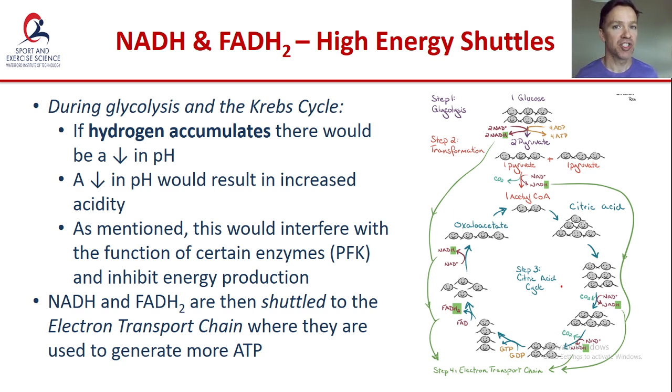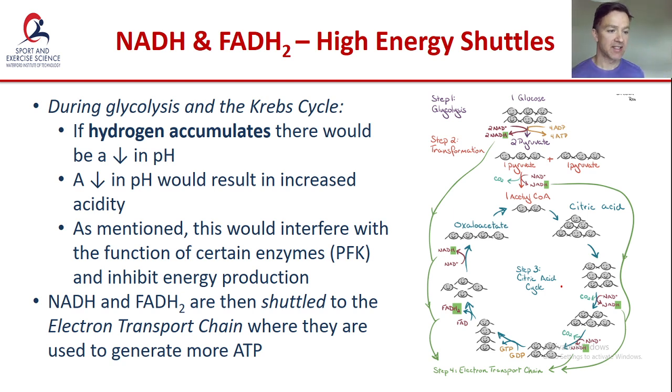So if there's too much hydrogen, it decreases the pH, which increases the acidity, which interferes with the ability of the enzymes to do their job, and it slows down the production of energy. NADH and FAD mop up this excess hydrogen in an attempt to prevent that decrease in pH and keep everything working normally. And as we said then, they're shuttled over to the electron transport chain, where they're used to generate more ATP.